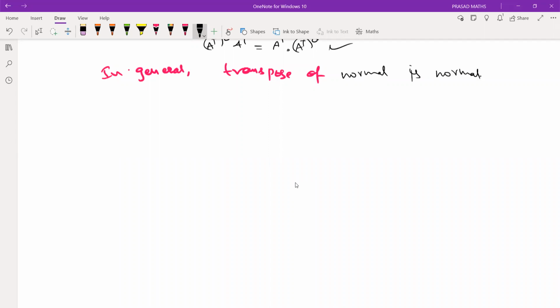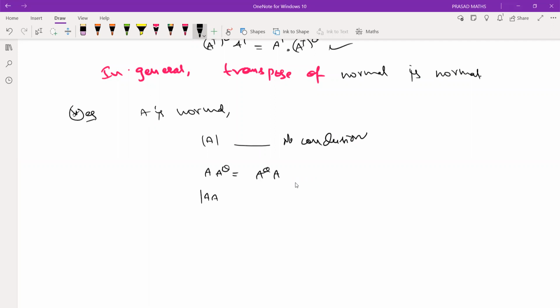Now, what about the determinant? There is no actual conclusion for the determinant. Suppose A is normal. What about its determinant? No conclusion. A normal means A into A theta equals A theta into A. You take determinant on both sides: determinant of A into determinant of A theta equals determinant of A theta into determinant of A. Is there any conclusion? No conclusion. So can you say that it is non-singular? No, need not be.